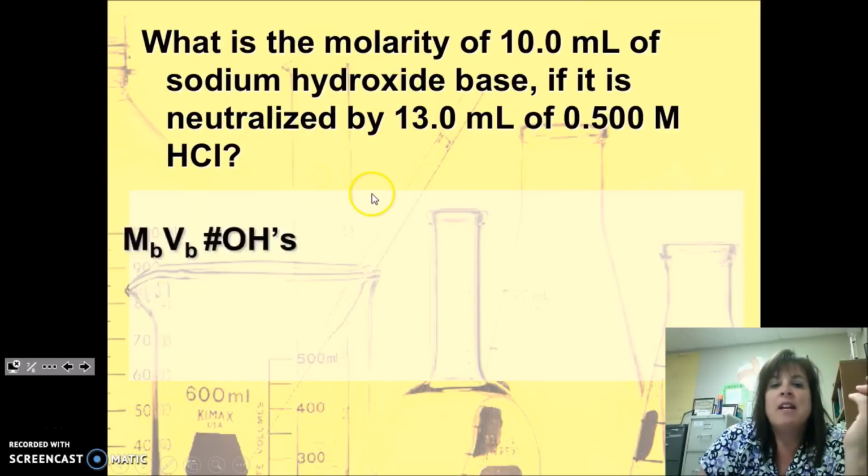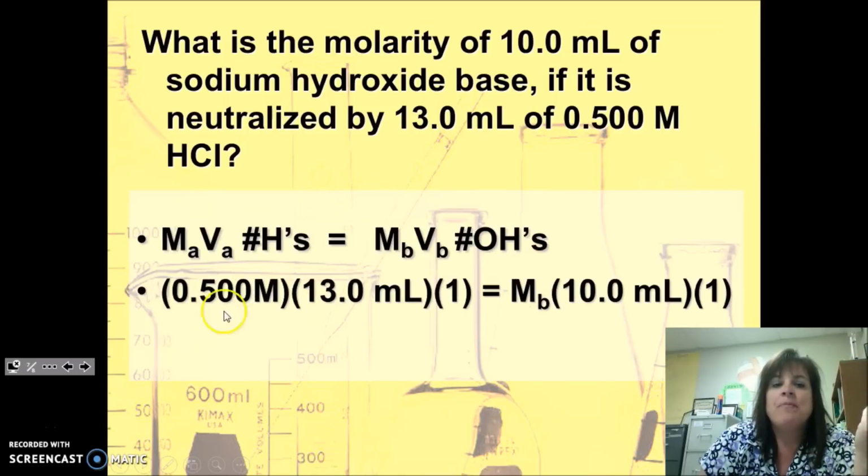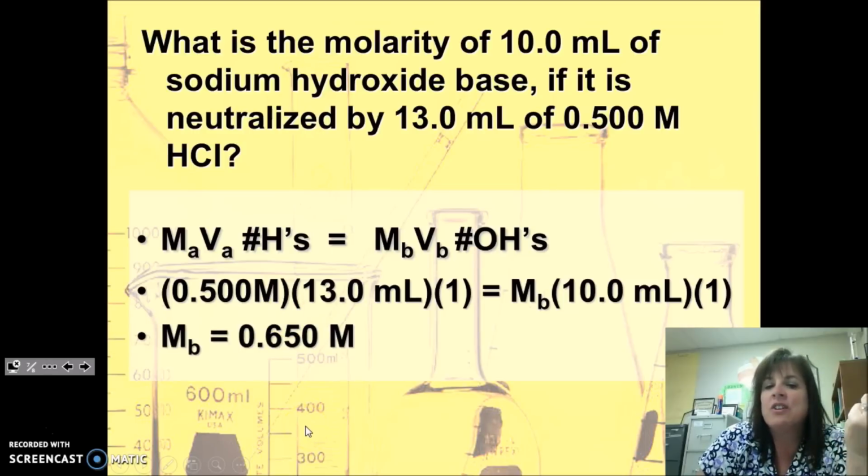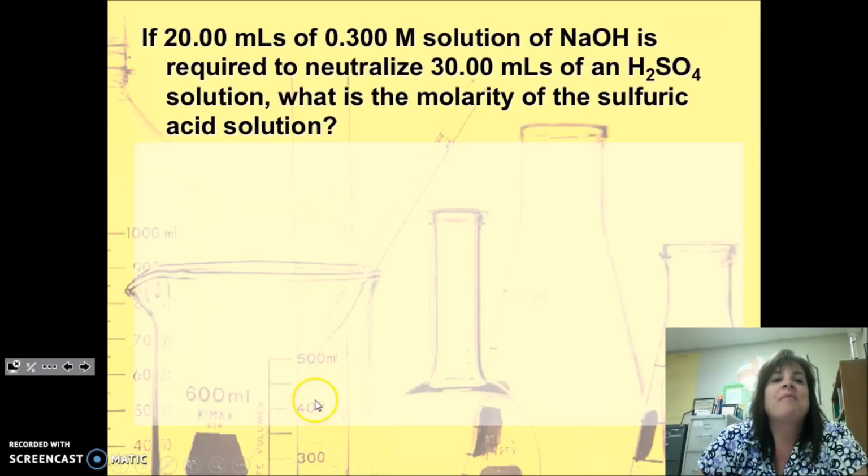So when I plug in my numbers here, there's my equation. I take my numbers, I multiply these together, and then I've got to divide by 10, so I can isolate that and move the 10 over. If you do that correctly in your calculator, you get 0.65 molar sodium hydroxide. Let's do another one. Pause the video. I want to see if you can solve this yourself.